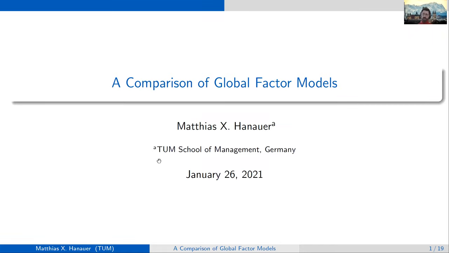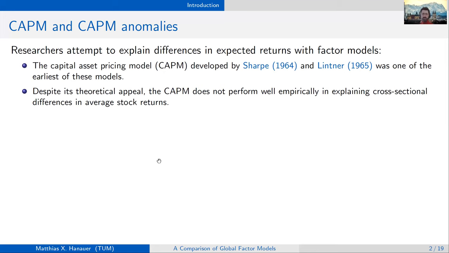So why do we need factor models? Factor models are nothing new. There's a very old and very theoretically well-motivated model, the capital asset pricing model. It was already developed in the 1960s. And although it has a really nice theoretical appeal, the first tests of how it performs empirically did not show really good results for this model.